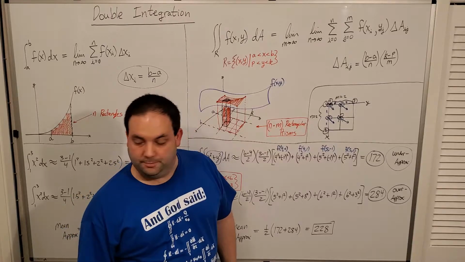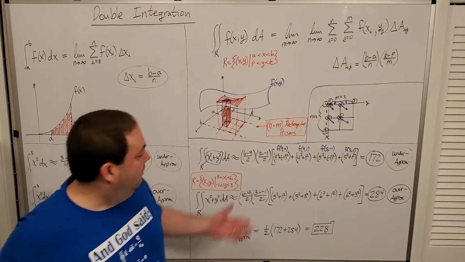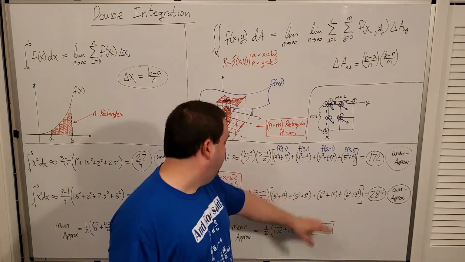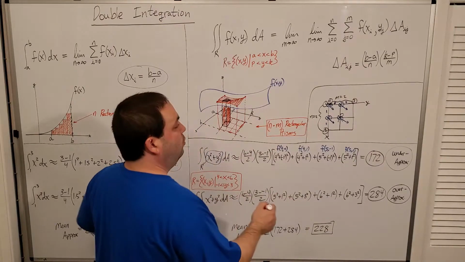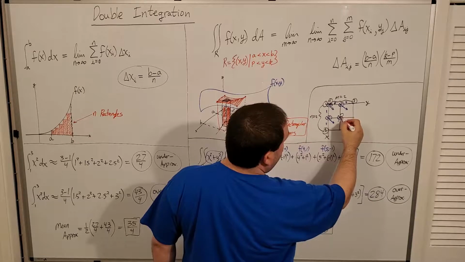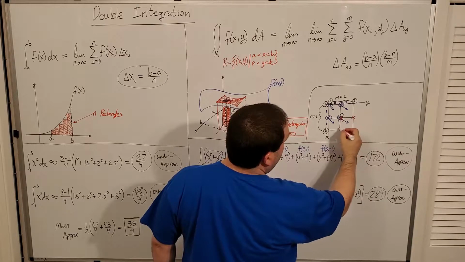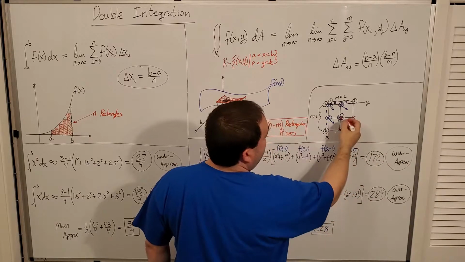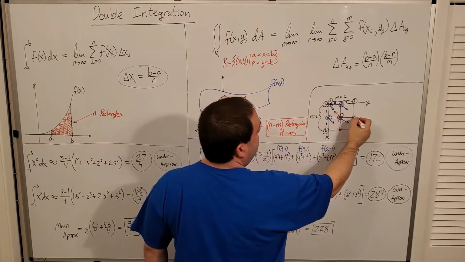So once you add these up and multiply the 1 and the 2, you actually get 172, which is an under approximation. Okay, vice versa, for the over approximation, what I did was I chose the 4 squares here, here, here, and here to represent this way.